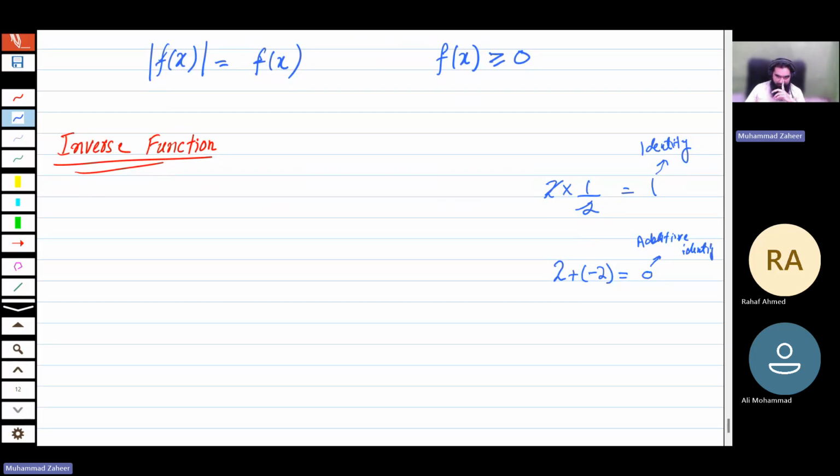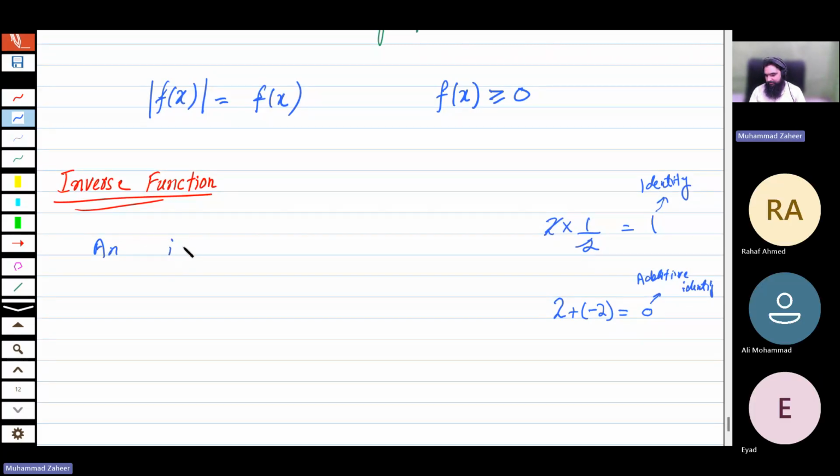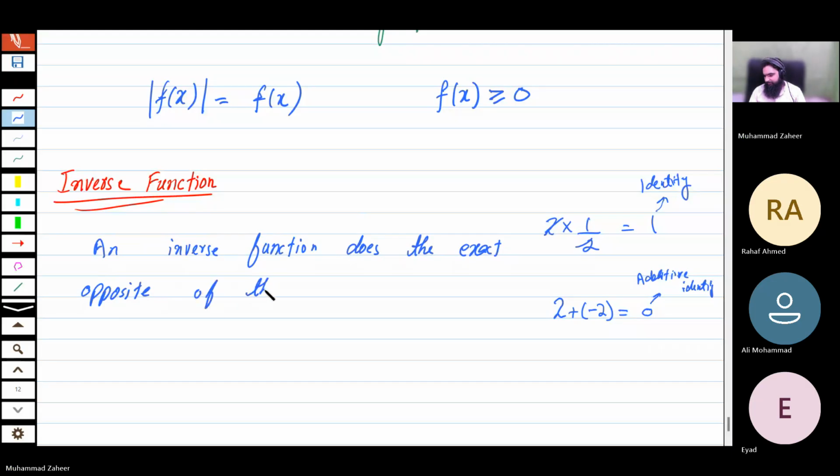In the same way, in functions, we have the inverse function. The inverse function does the exact opposite of the function. All right.